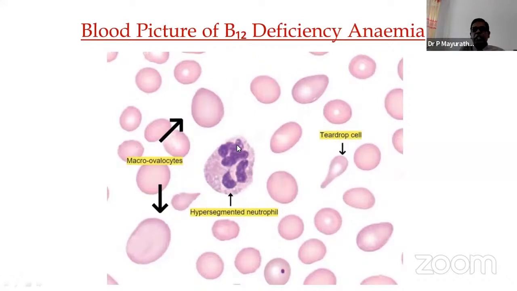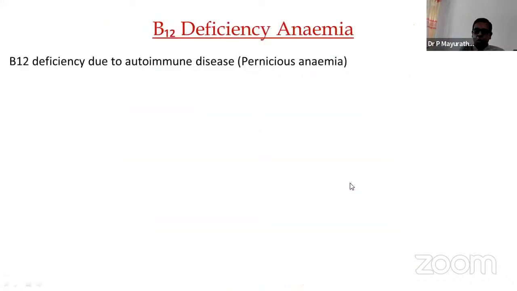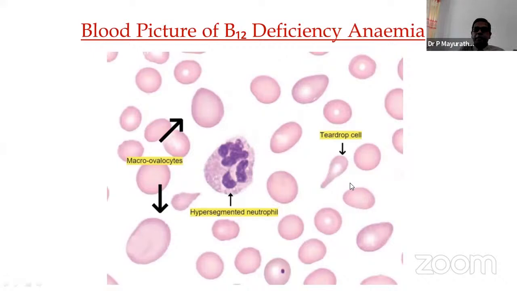And the other specific feature is the hypersegmented neutrophil. And there may be teardrop cells, 1 or 2, but don't worry too much about that. So these two are the very specific features for B12 deficiency anemia: the oval macrocytes and the hypersegmented neutrophil. Most of the time in the exam papers, especially postgraduate exams, they might ask you to list at least 3 or 4 features of this blood picture.